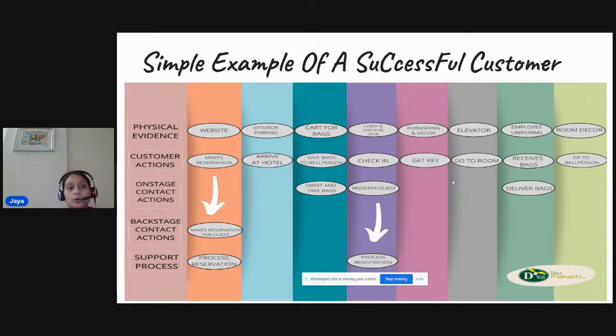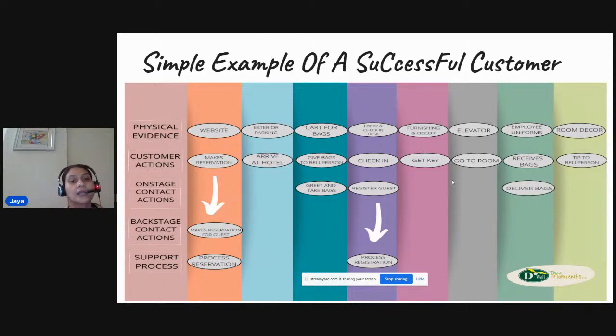When we are talking about physical evidence, that applies when you are going to stay in a hotel, whether it is in your country or in another country. The first thing that comes to your mind is the website. What about the ambience, what about the staff, what about the rooms, what about the elevator service, what about the room decor, everything that comes to your mind comes under physical evidence.